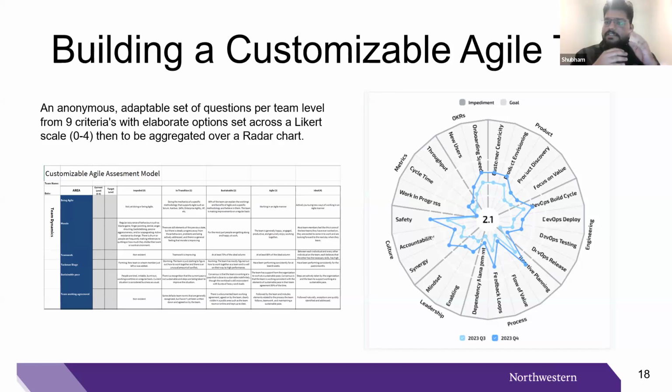And as mentioned during the hypothesis, the 9 criteria would be concretely addressed, and the questions will be pulled in across from the existing tools that we have. All of this, based on a Likert scale, would be aggregated over a radar chart. The radar chart is on the right side, as you can see, with different areas being addressed here. I'm not going to say that this is going to be consistent across all companies. The criteria can be changed as per what the company is looking for, or the things it wants to focus on.